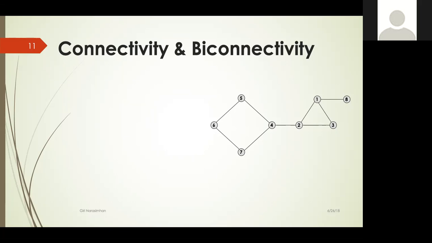Wait, can you repeat in this graph, can you repeat the subgraphs that are bi-connected? Right. So it turns out that this here is a bi-connected component. This here is a bi-connected component. So is just an edge and just this edge. So what you see is that some of the vertices get repeated in the bi-connected components. So 4 is part of this bi-connected component as well as that bi-connected component. Does that make sense?